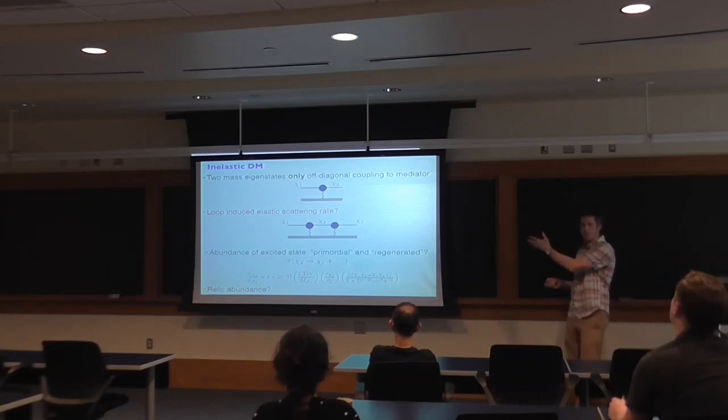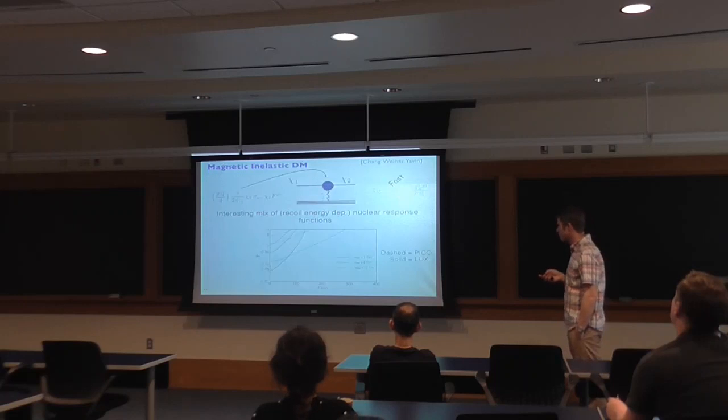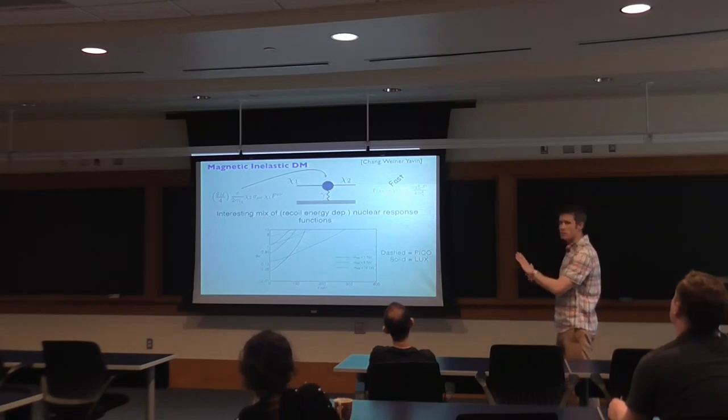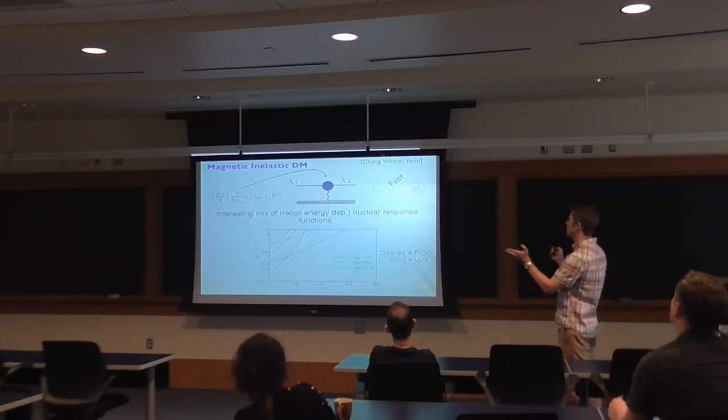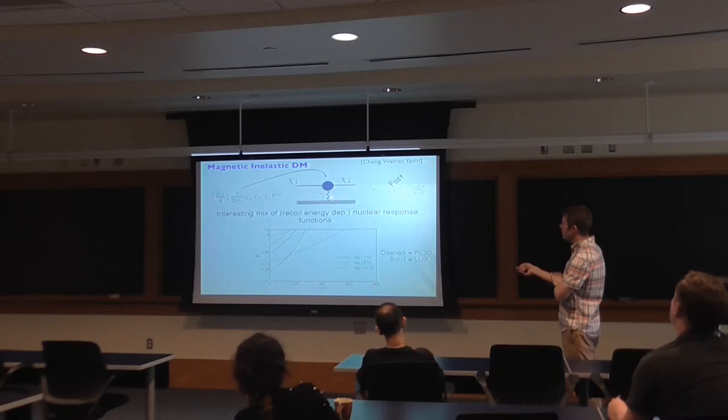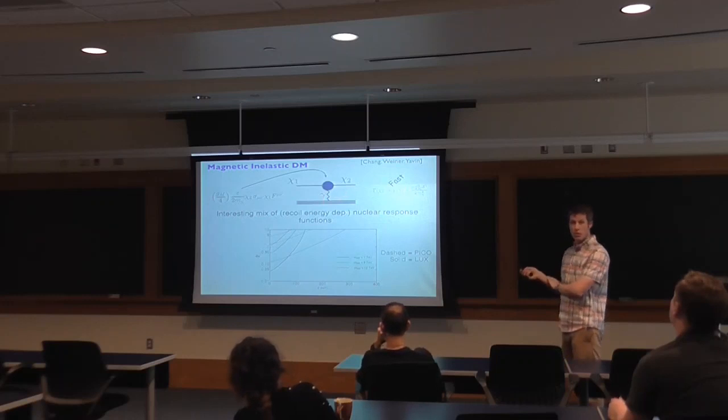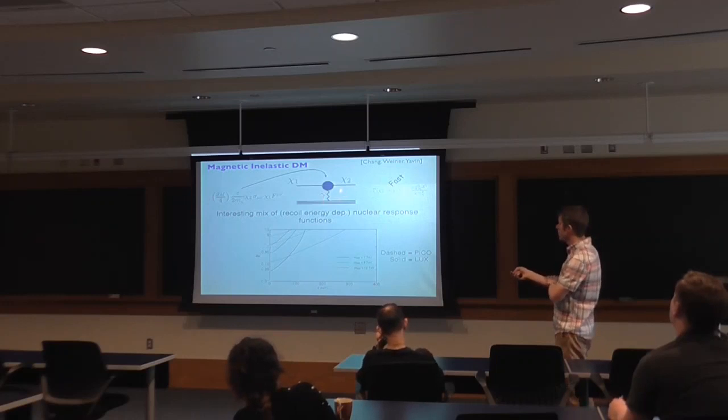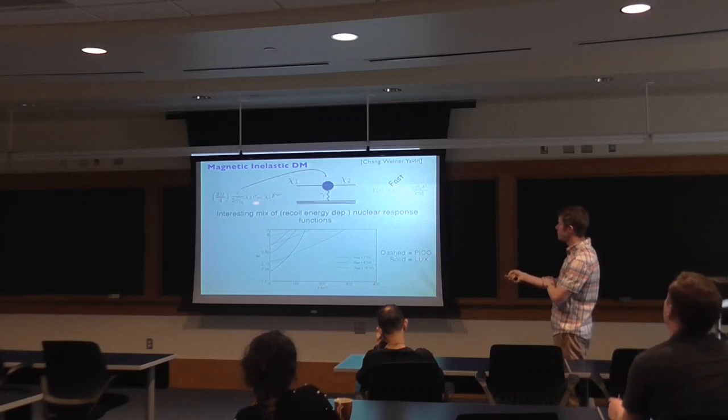So these are the types of hoops a model builder has to jump through when they invent an inelastic model. I was going to tell you about three different inelastic models, but I don't have time, so I will just say the words without going through any of the details. You could imagine an inelastic model where the mediator is the standard model photon, right? So this chi1 and chi2, such an interaction would be something like this.